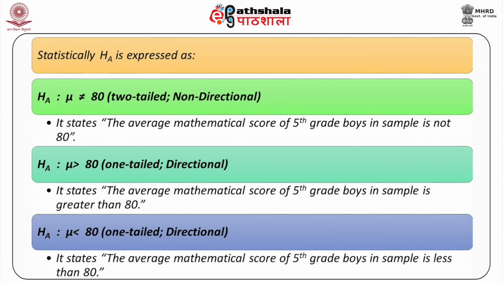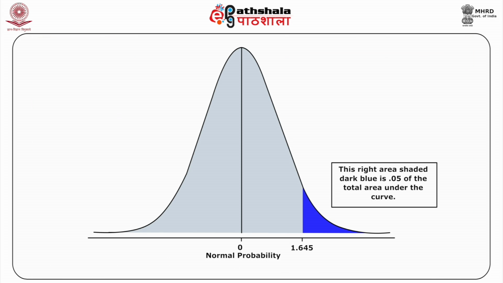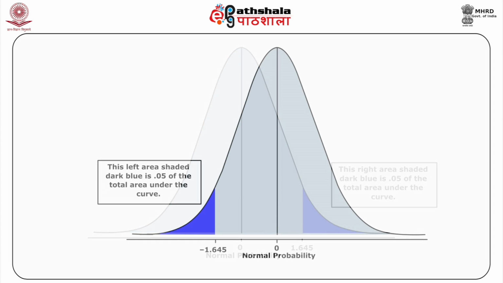HA: mu less than 80 is a one-tailed alternative hypothesis, which is directional in nature, and it states that the average mathematical score of 5th grade boys in the sample is less than 80. We can have a look at Figure 1, which shows a sampling distribution of H0, that is the null hypothesis, showing the region of rejection for the one-tailed z-test. One-tailed z-test means the alternative hypotheses are directional here.